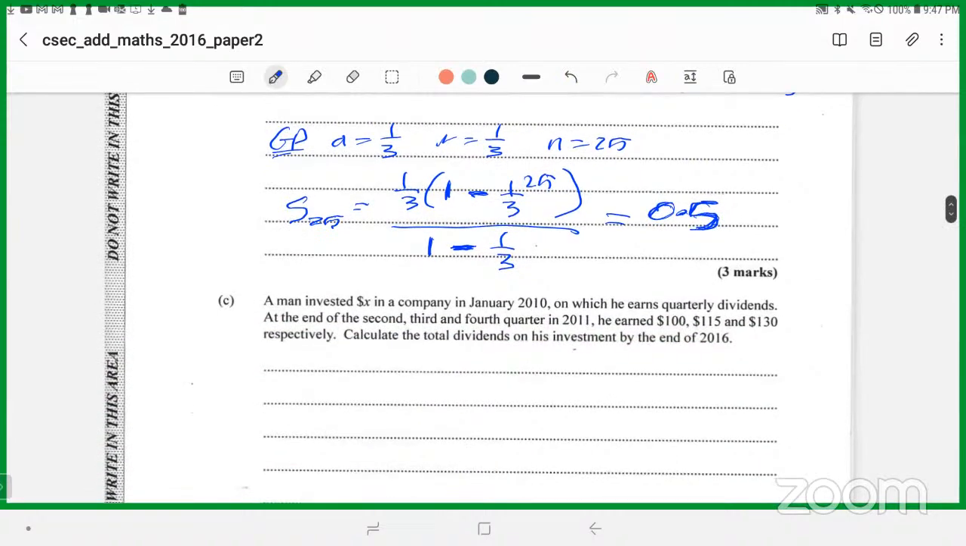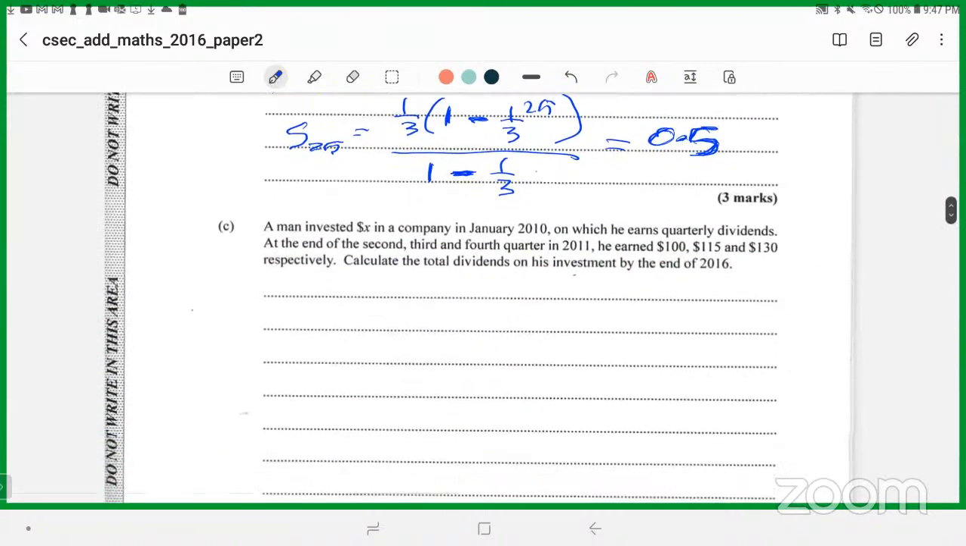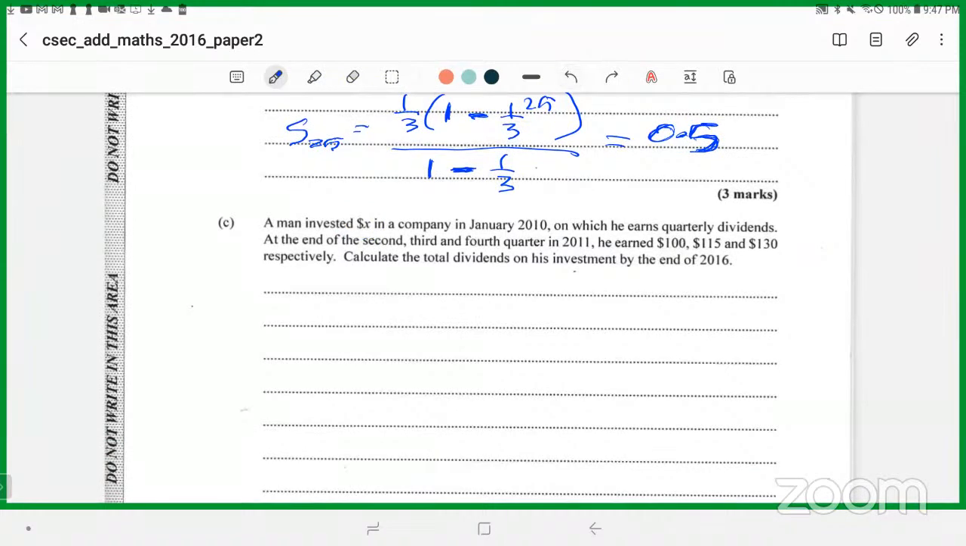This one says, a man invested X dollars in a company in January 2010, on which he earns quarterly dividends, right? At the end of the second, third, and fourth quarter in 2011. Now that's in the next year. Remember, you've already gone through 4 quarters in 2010, because there are 4 quarters in a year, right? So the second quarter in 2011 is really the 6th term.